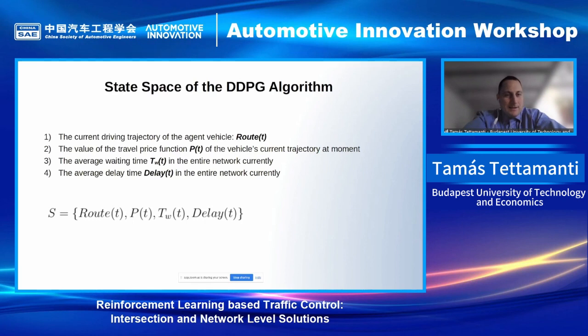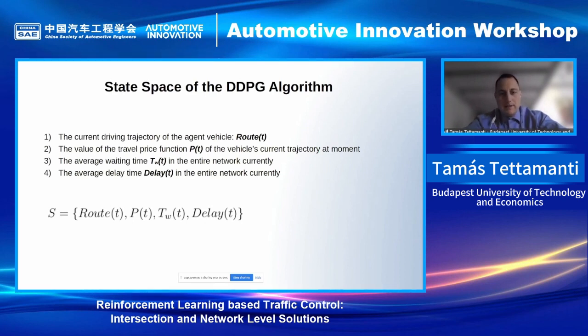First, the current driving trajectory of the agent vehicle, the route, must be known. Secondly, the value of the travel price function. We use a special utility function approach, the so-called marginal cost, for the current trajectory. Thirdly, the average waiting time in the entire network. So in general, what is the waiting time for cars, meaning the time when the car is not moving, so stopped at the traffic light and so on. And lastly, the average delay time.